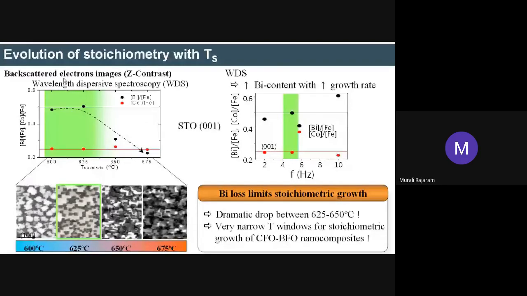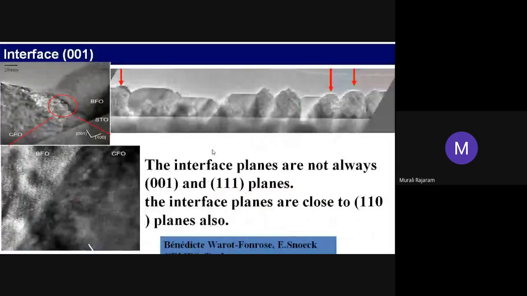Okay, fine. So this is the cross-sectional TEM image. You can clearly see the vertical columns within the bismuth ferrite matrix. Here the important thing is we also found some 111 pin as an interface. This was done by the group in Toulouse, Benedict's group, on our samples, our collaborators.